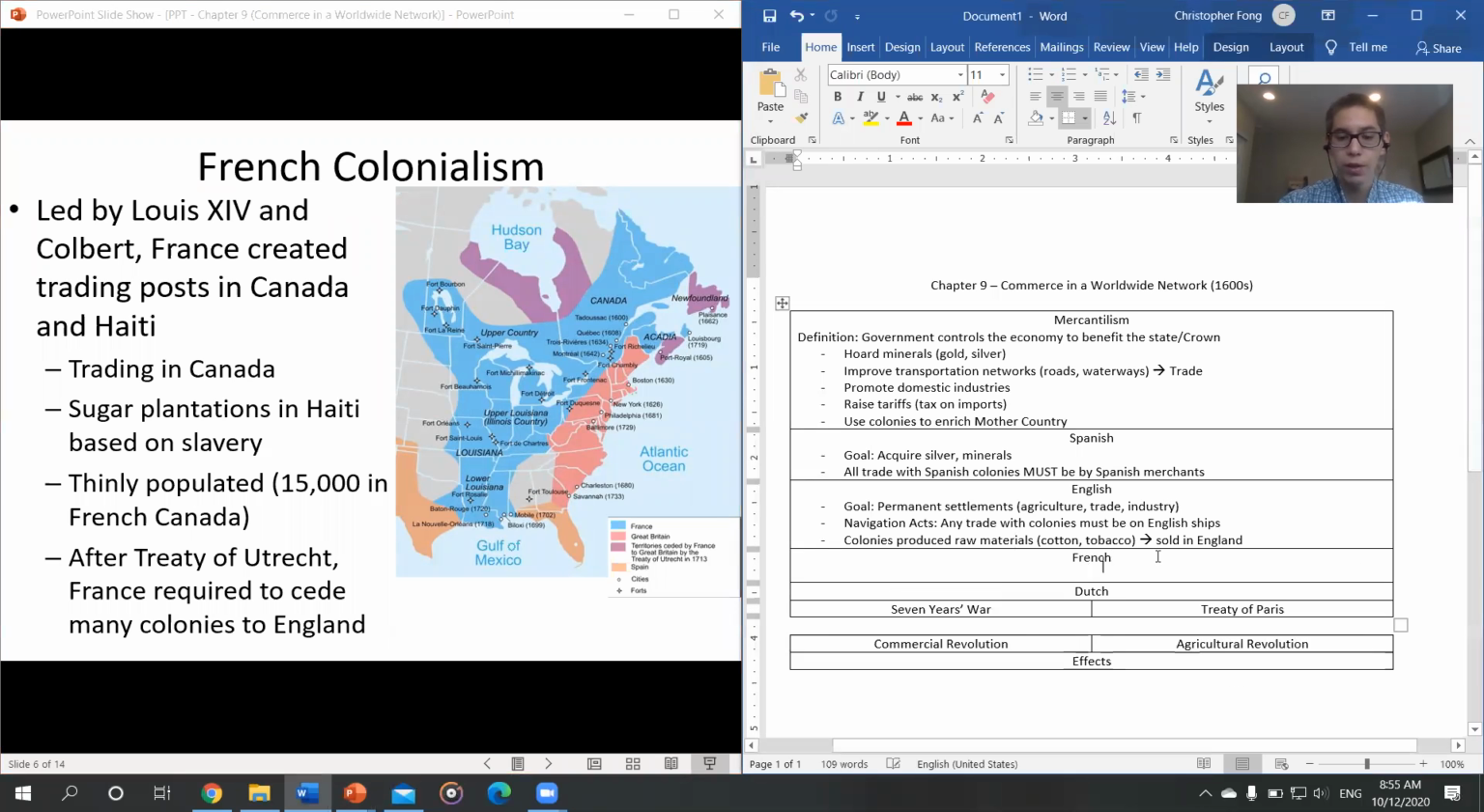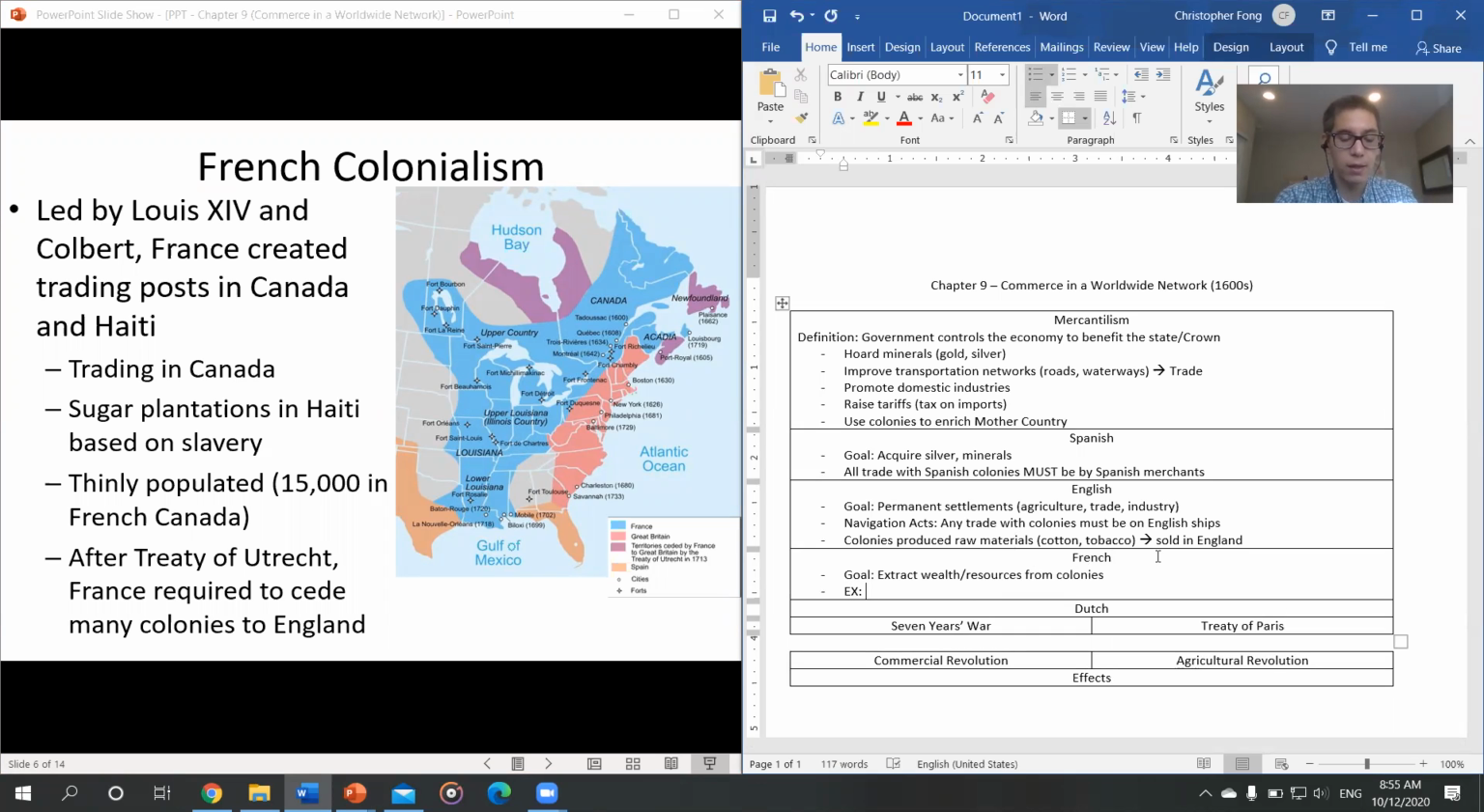So again, with the French, how is this an example of mercantilism? Well, their goal here is to extract wealth or resources from the colonies. The examples of that are they want timber, they want beaver pelts, and they want sugar. So again, it's getting as much wealth as possible from these colonies. I should clarify, this is all designed to enrich France.